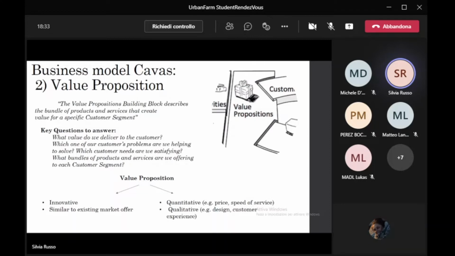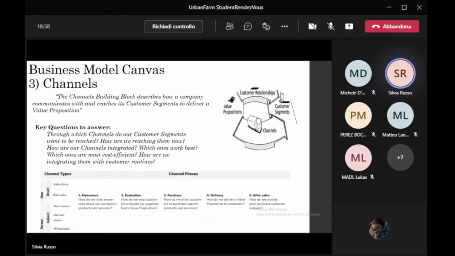In addition, the value proposition may be based on quantitative characteristics, such as offering a product at a lower price, or qualitative characteristics, such as products with a specific or particular design. Having defined the customer segment and the value proposition, we need to understand which channels we want to use to deliver the value created to the customer.